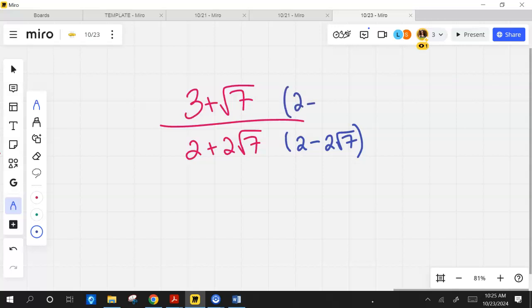Wait, why is it negative? Because whenever, yes, because this is what we call the conjugate. Y'all remember that? Yeah, it's the exact opposite. Everything's the same except the middle sign.